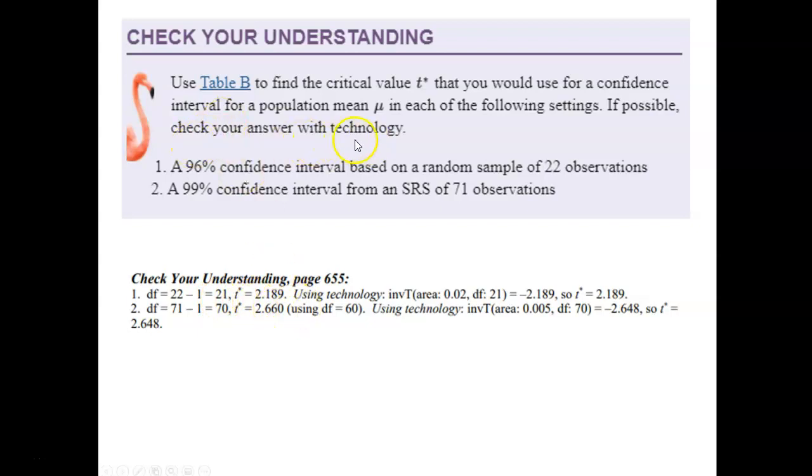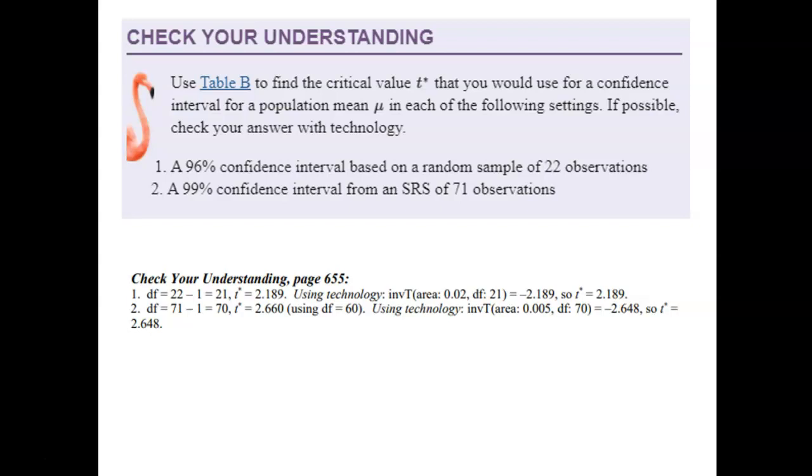Then it says, if possible, check with technology. Yeah, we will. So what we did is, I don't have the table in front of me. So 96%, the tails are going to split that extra 4%. So you're looking for a tail of 2%, and then a degree of freedom row of 21. If you follow that over, T star is coming out to 2.189.